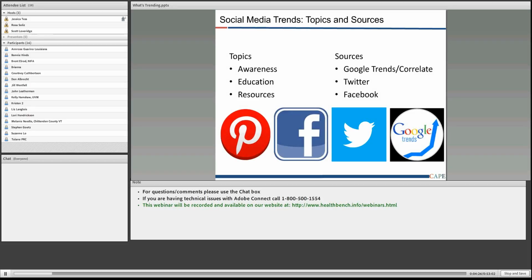However, if there's too low of a volume for a certain amount of data, you won't find information for that term. So there has to be a certain amount of data before they'll show you some trends.